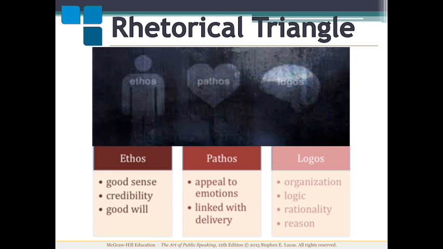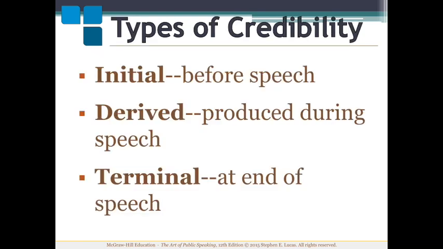But equal balances of ethos, your credibility, pathos, the emotional appeals, and of course the facts and figures. So types of credibility: initial, before the speech; derived, produced during the speech; and terminal, end of the speech. So you come in with some credibility, right? And you'll tell them maybe you've got some experience snowboarding, right?